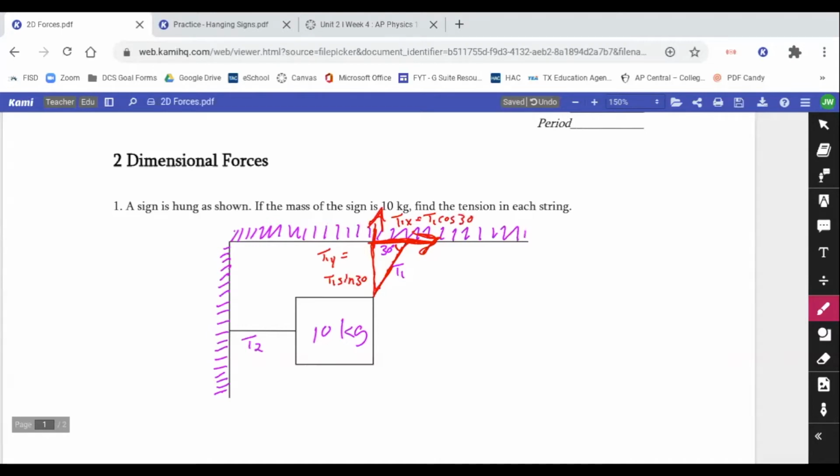So now I've taken T1, the tension of 1, and I've broken it into part of it pulls up, part of it pulls to the right. That's all we've done today, and that is your complete lesson. Sort of. That's the idea behind the lesson. Now let's use all the things we already know and do some cool stuff with it, okay?